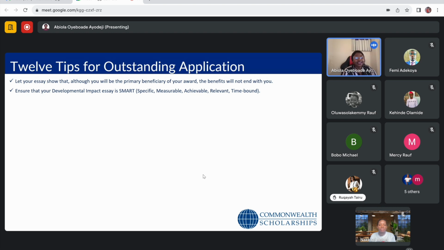If that were the case, about 31,000 people have gotten this award, and by now we shouldn't have any problem in all of our own countries. They just want you to choose a place where you want to make those impacts. So let this form your developmental essays.